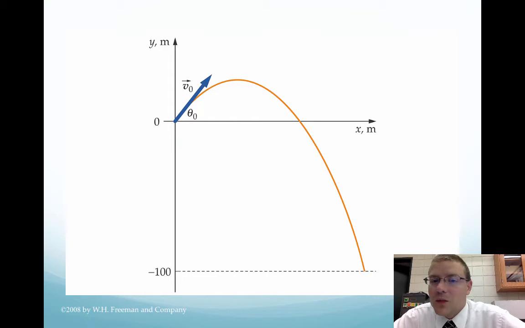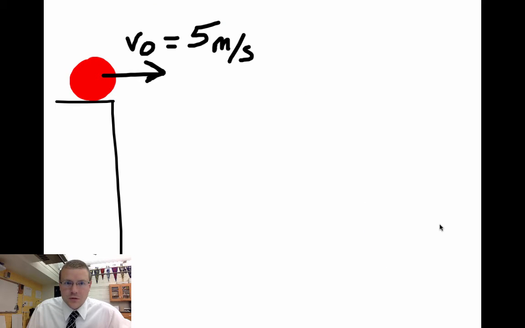And sometimes when you launch projectiles, they don't land perfectly back on the ground. They could be caught up in a tree, or they could land way down here like it's showing you, negative 100 meters below its start point. What you need to do is, again, write down all your variables, know what your initial conditions are, and then solve for your final condition. Some numeric examples you can follow through.